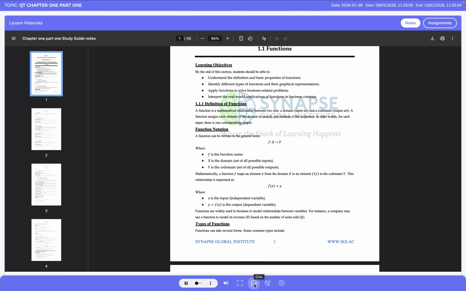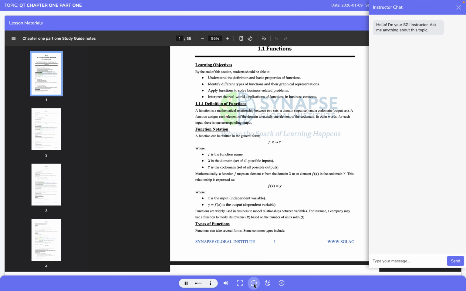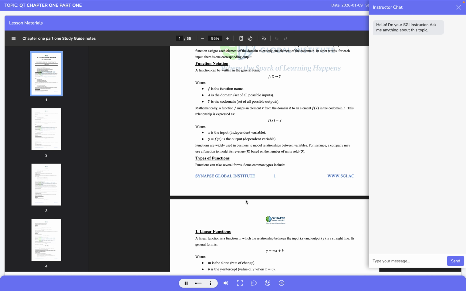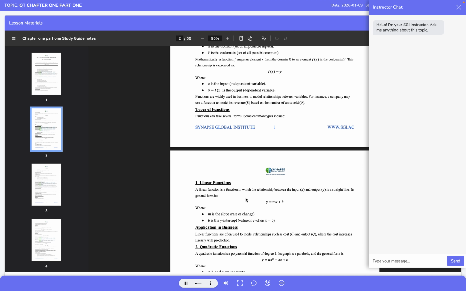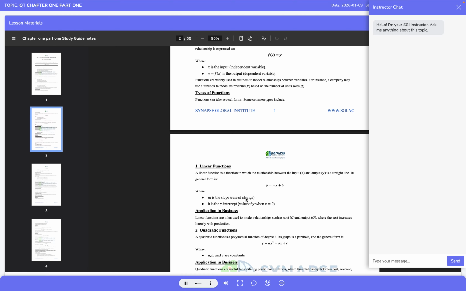Functions are widely used in business to model relationships between variables. For example, a company may use a function to model its revenue, denoted by R, based on the number of units sold, denoted by Q. If at any point this notation feels abstract, do pause me through the chat, and we will unpack it carefully.